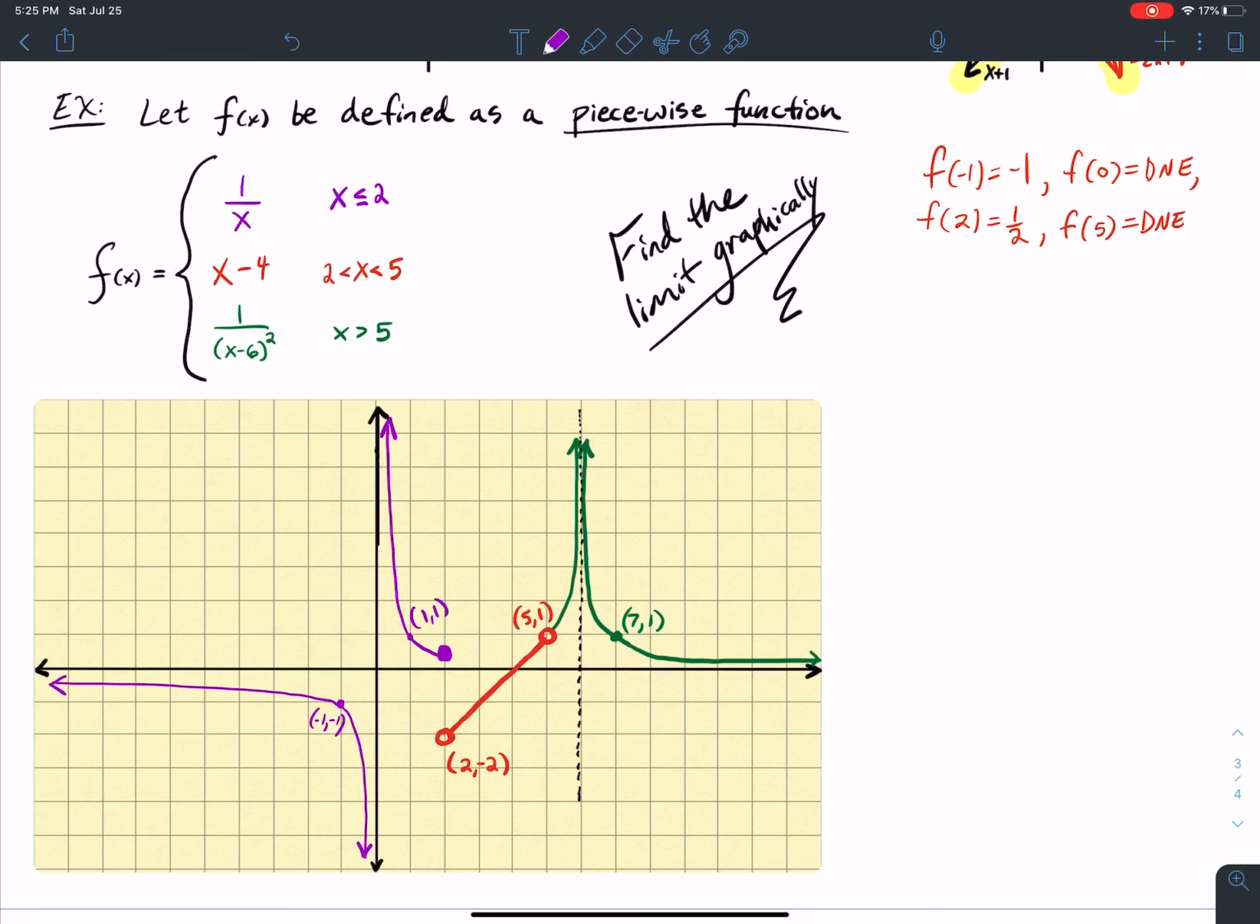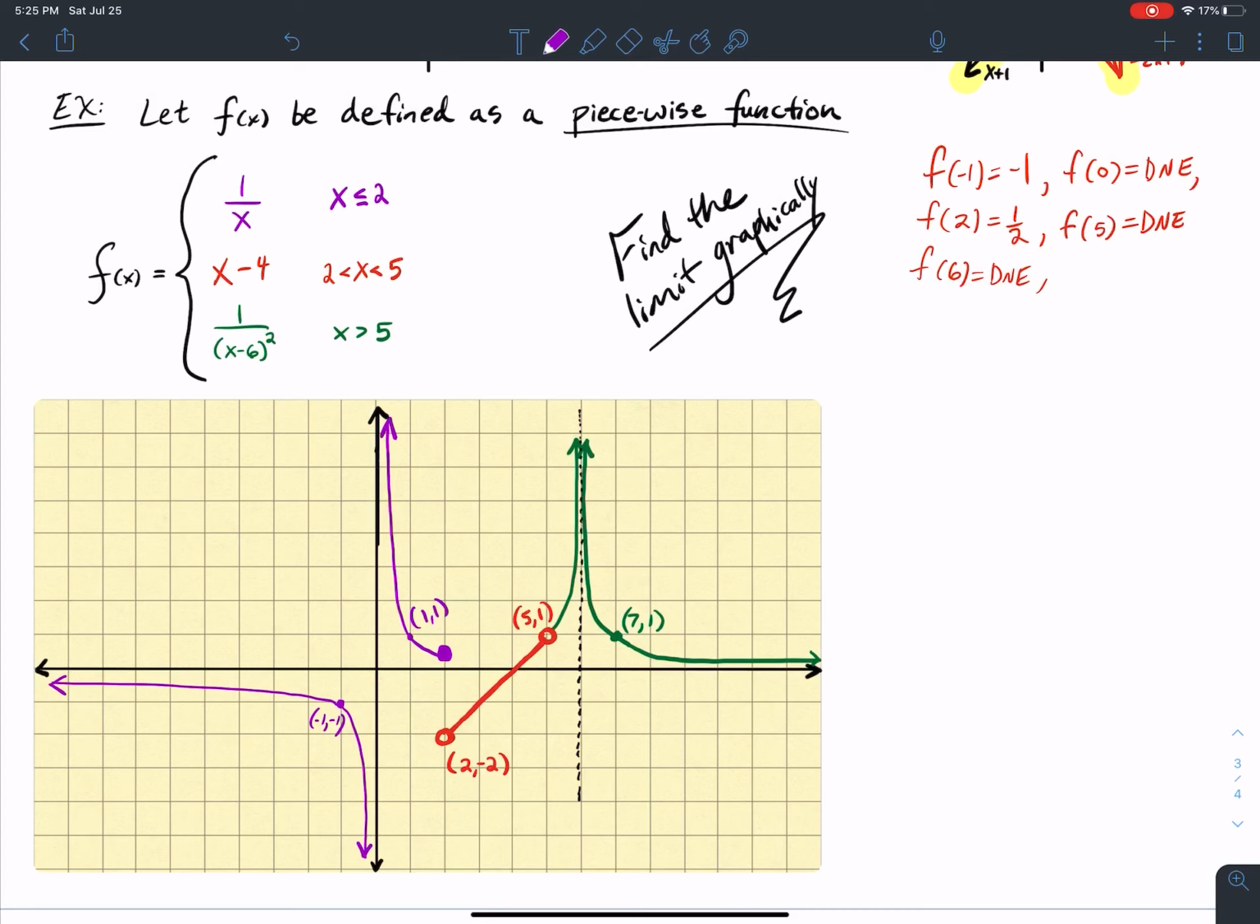Next, I have f of 5. Now, where does 5 belong? Does it belong right here? No, it's got to be less than 5. So, right there. No, it's got to be greater than 5. So 5 here is actually not defined at all and does not exist. There's just a hole there at x equal to 5, so it's not defined.